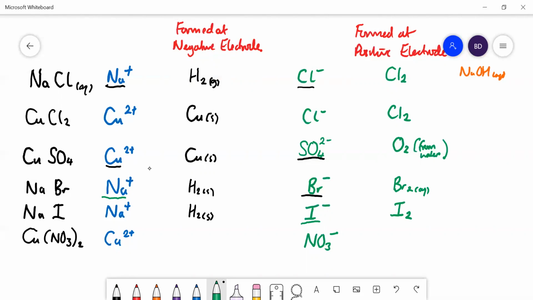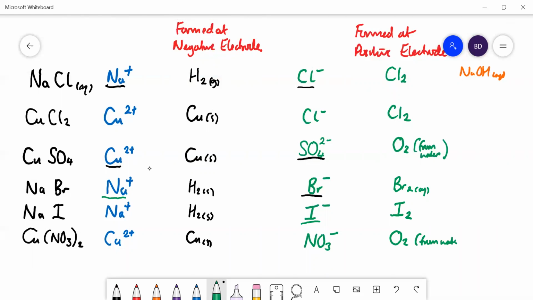Let's look at this last example, copper nitrate. Well, with copper nitrate, you are going to get copper. It's less reactive, so you get copper at the negative electrode, and at the positive electrode, we don't get any kind of oxide of nitrogen. Once again, like you do with the sulfate, you get O2, and the oxygen atoms there are coming from the water.